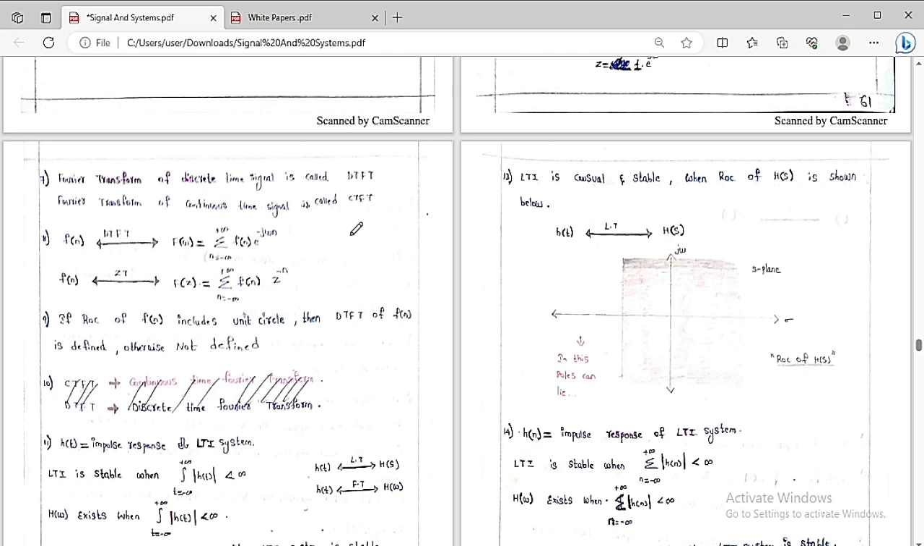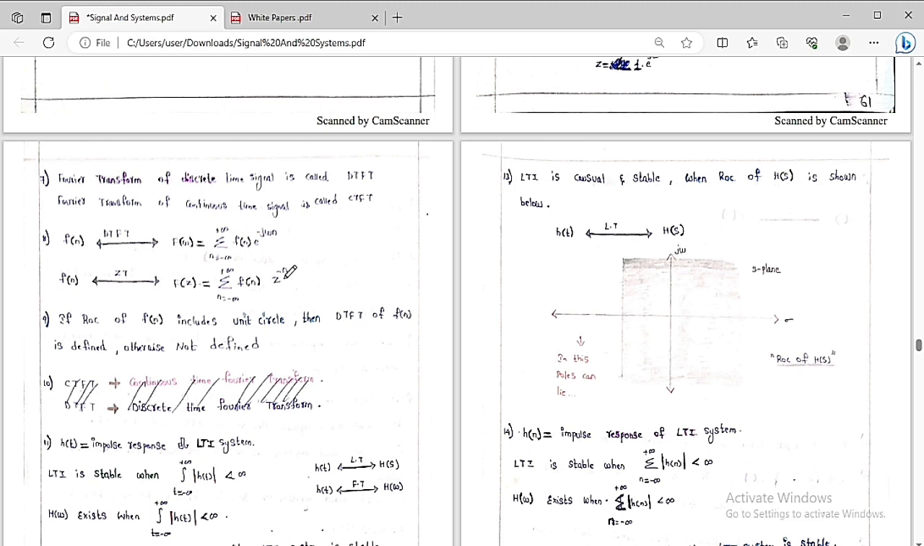Now let me discuss the other point. For f of n, if you apply the discrete time Fourier transform, we get F of omega equal to the sum from n equals minus M to plus M of f of n into e to the power of minus j omega n. For f of n, if you apply the z transform, F of z is equal to the sum from n equals minus M to plus M of f of n into z to the power of minus n. I already told you, in the place of z, if you replace z with e to the power of j omega, then we are going to get the discrete time Fourier transform.